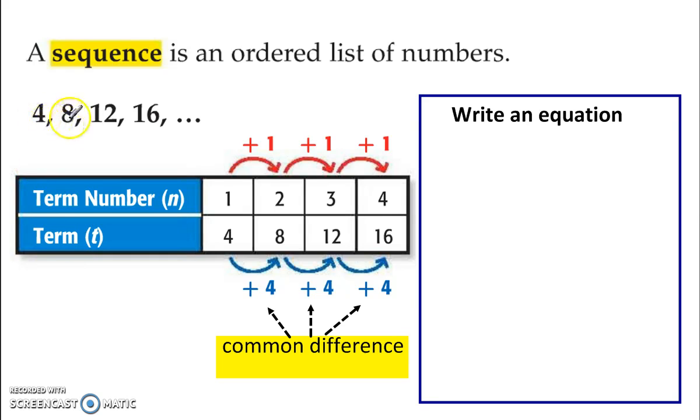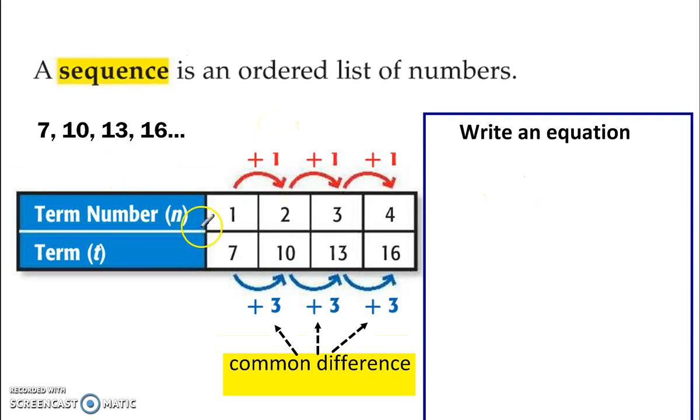Here's another sequence: 4, 8, 12, 16. The common difference between all of these is 4. Okay, so now let's see. What do I have to do to 1 to get to 4? I could add 3, but that doesn't work with 2, because if I add 3, I get 5. But 2 times 4 is 8. 1 times 4 is 4. So it seems like I'm taking n and multiplying that by 4. So 4 times n is what gives me a n. All right, so when the common difference was 4, I got 4n.